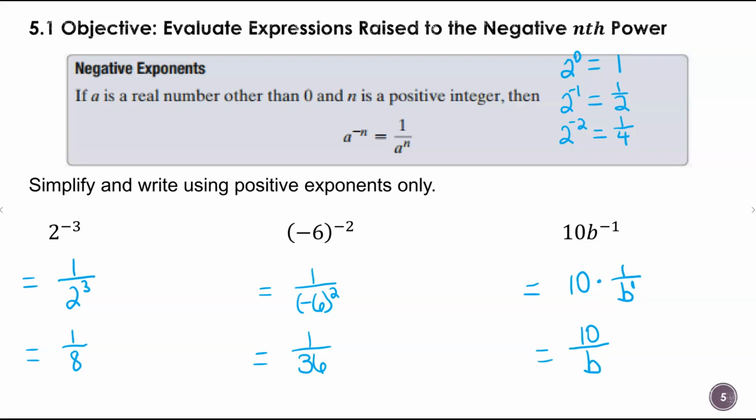Now we'll do more with negative exponents as we progress through this lesson and the next lesson. So I'm going to go ahead and stop the video here, and then we'll pick up the rest of the lesson. Possibly we'll have to have 2 more, we'll see, on another video.